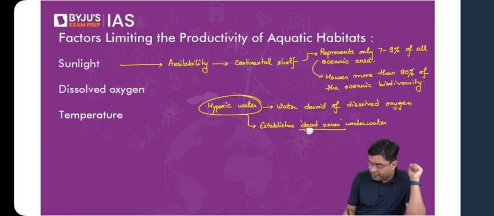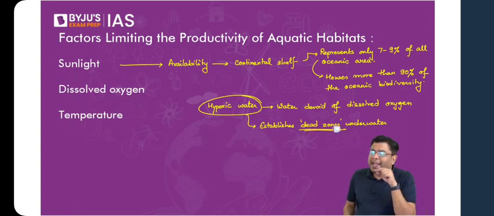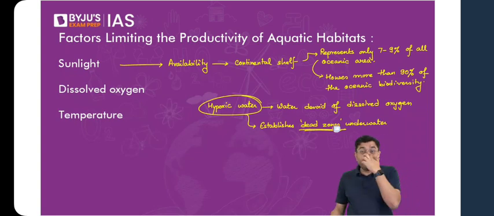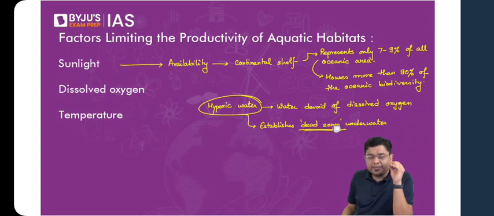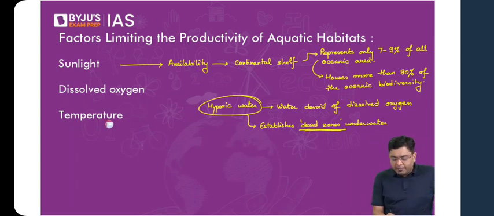Now, another factor which influences productivity is the temperature condition. And we have already seen that a large majority of marine organisms have a very narrow tolerance window for temperature change. Why? Because historically they have lived in an area where the temperature has been consistent throughout. So their body is not adapted to handle changing temperature conditions. So marine species have very limited temperature tolerance.